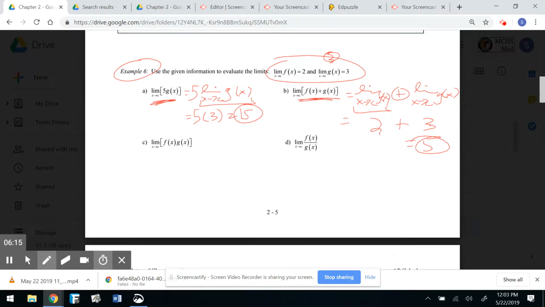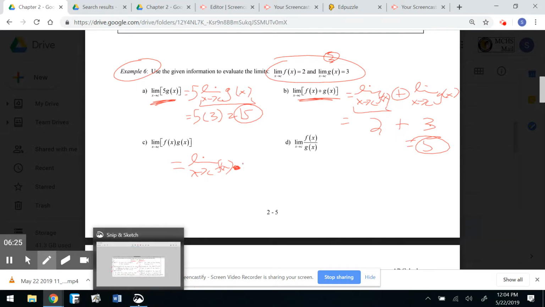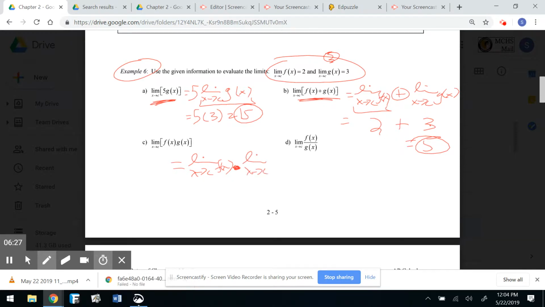C, the limit of a product is the product of the two limits. Do you have to show this? For sure, because we're using substitution, and when you're using substitution, you have to show that you have it in your problem. I definitely was given that one. It's equal to 2. It's right up there. I was definitely given that one. It's equal to 3. It's right up there. 2 times 3 is 6. Check out those math skills.